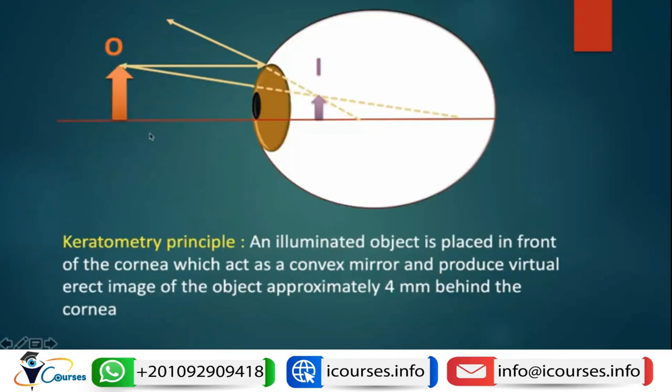So the keratometric principle is that an illuminated object is placed in front of the cornea, and the cornea now acts as a convex mirror, so that it will produce a virtual erect image, which is about 4 millimeters behind the cornea. And since this distance is fixed, we can either fixate the object size and adjust the image size, or fix the image size and adjust the object size in order to calculate the radius of curvature of the cornea and to know the power of the keratometric reading.